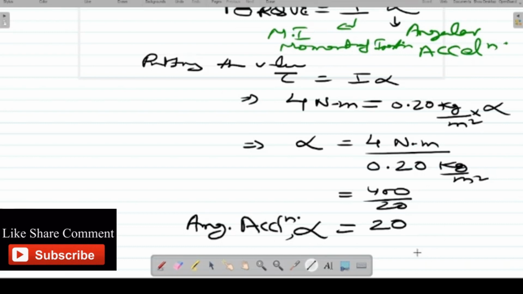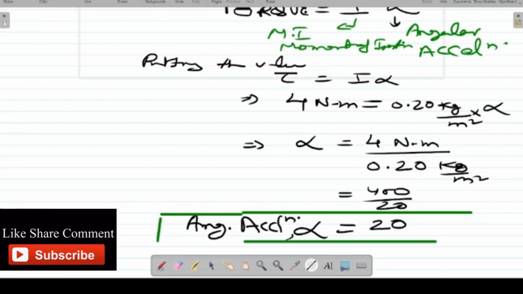Angular acceleration equal to 20 radian per second square, right? 20 radian per second square.